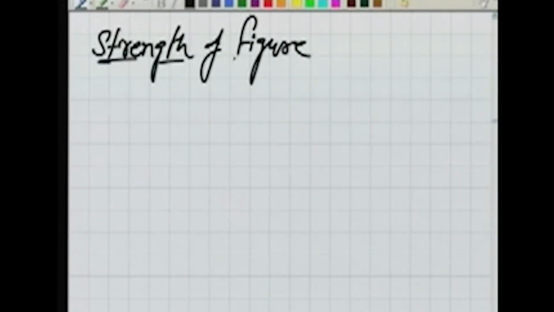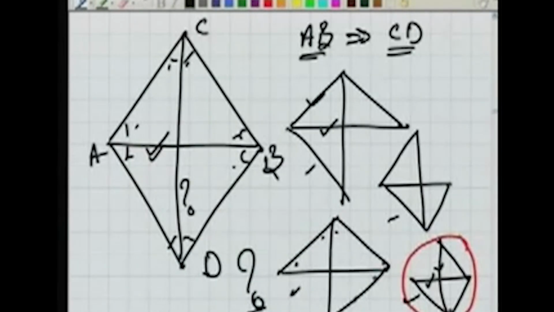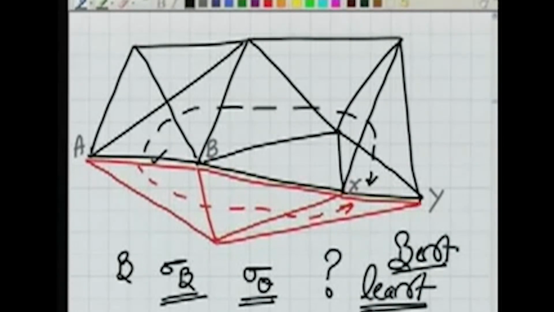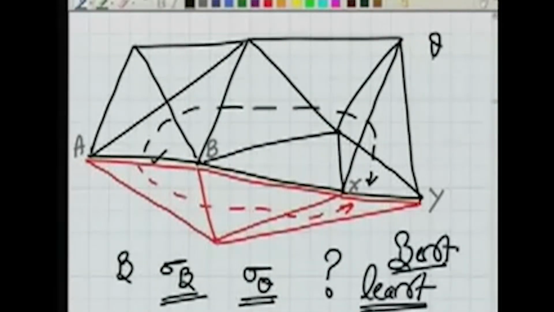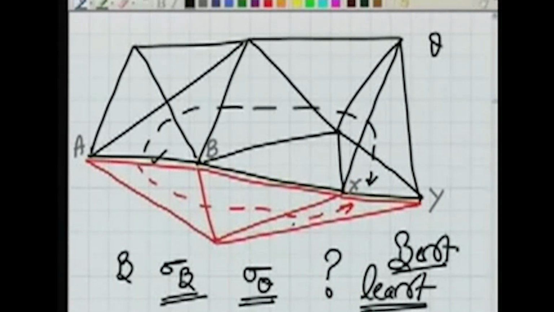Now we see a couple of things, whether the problem is this or in this case. In both cases, the strength of figure means a figure in which the computational errors are least. It will depend, number one, on how many angles are measured. This figure is better because only 3 angles are measured. The more angles you have measured, the more the chances of error, because finally it will accumulate. Also, how many triangles are involved in the computation? Over here, only 3 triangles are involved in the computation, while here you have got more.